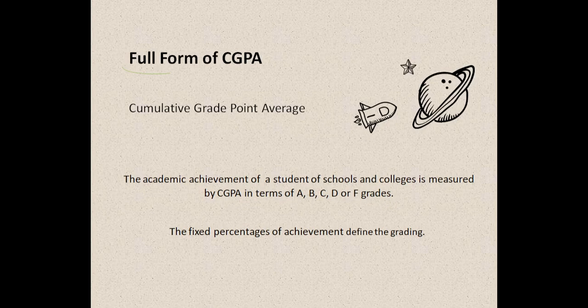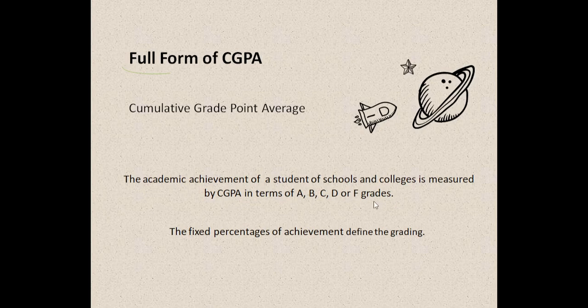Instead of marks, some universities, schools, or boards provide grades to students according to their exam achievement or their overall year achievements, what he or she has done. The fixed percentage of achievement defines the grading. It is called cumulative grade point average.